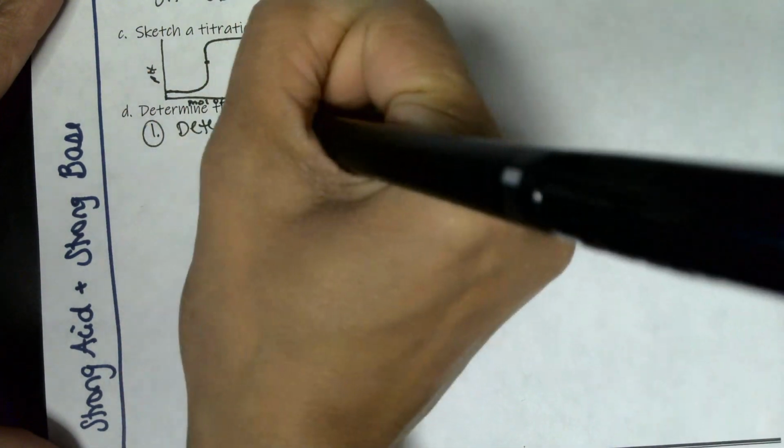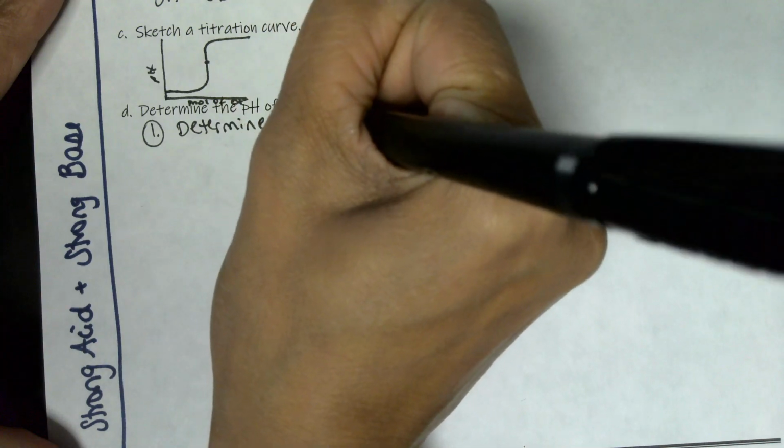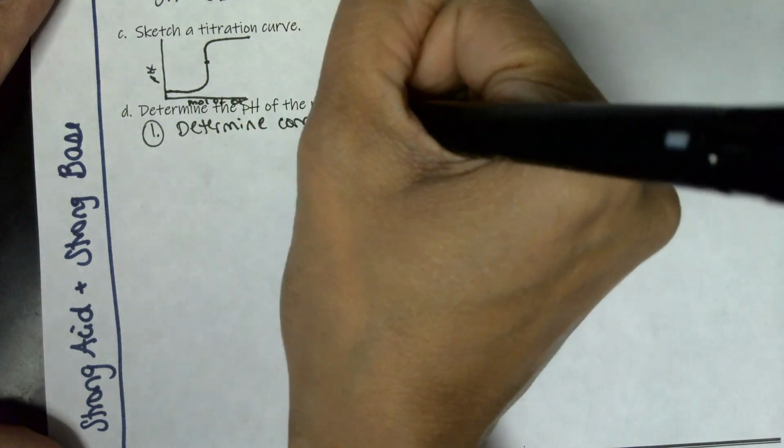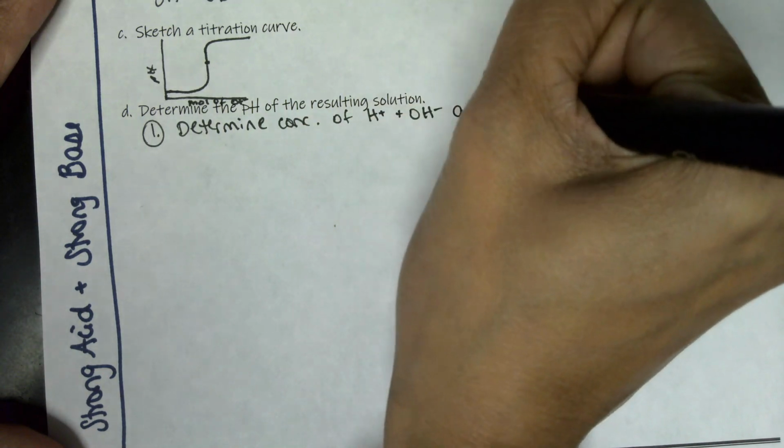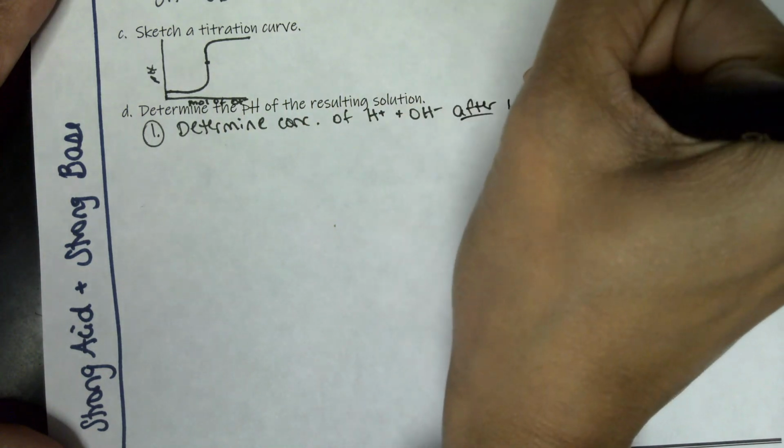For strong acids and strong bases, the first step is to figure out the concentration. So determine the concentration of the H plus and OH minus after we have mixed them together.